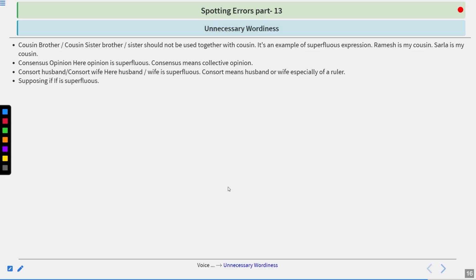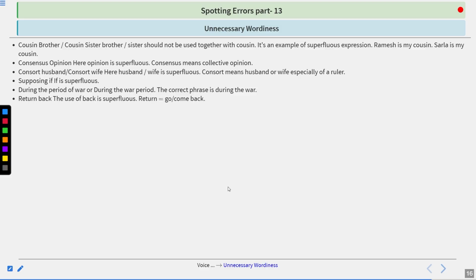Supposing if. If is superfluous. During the period of war or during the war period. The correct phrase is during the war. Return back. The use of back is superfluous. Return means go or come back. So do not use back with it. Reimburse back. The use of back is superfluous again. Reimburse means pay back. So do not use back with it.